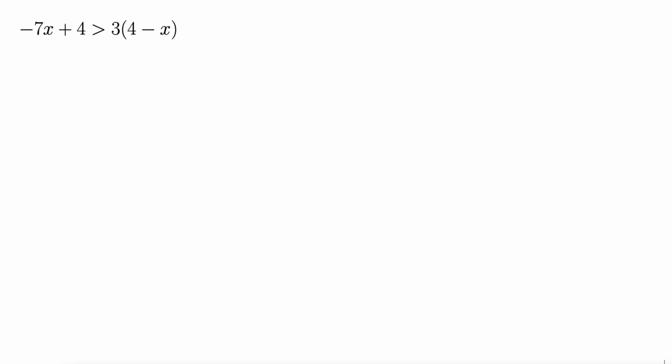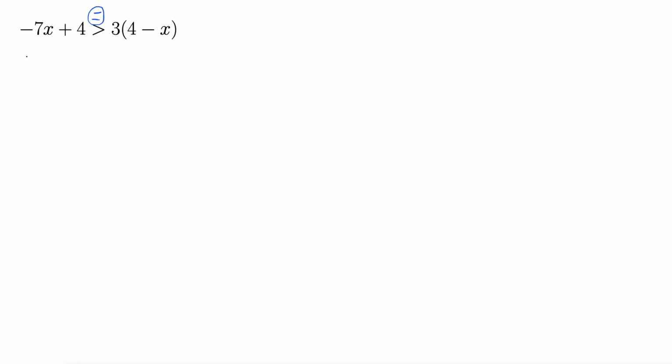This is an example of solving a linear inequality. We have negative 7x plus 4 is greater than 3 times the quantity 4 minus x. And the way you initially approach this is you just treat the inequality like an equal sign and essentially solve for x. I'm putting solve in air quotes here, but let's do it.